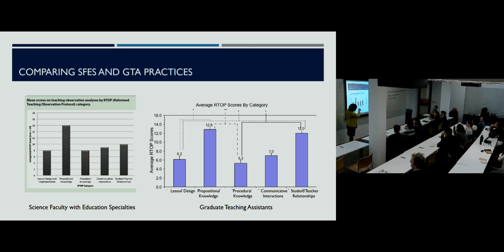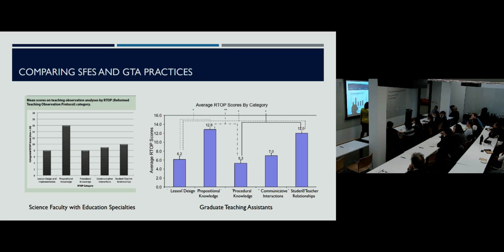You can see their propositional knowledge was the higher of the categories, and the student-teacher relationships, and maybe that is a little lower for the graduate teaching assistants here, and maybe that makes sense. Thinking about scientists, pretty high knowledge, pretty confident in their ability to teach science, conceptual understanding. Same with graduate teachers, it's a little lower there. And it's hard to compare them directly. They're not the same population, not the same number, but it's just an interesting pattern.